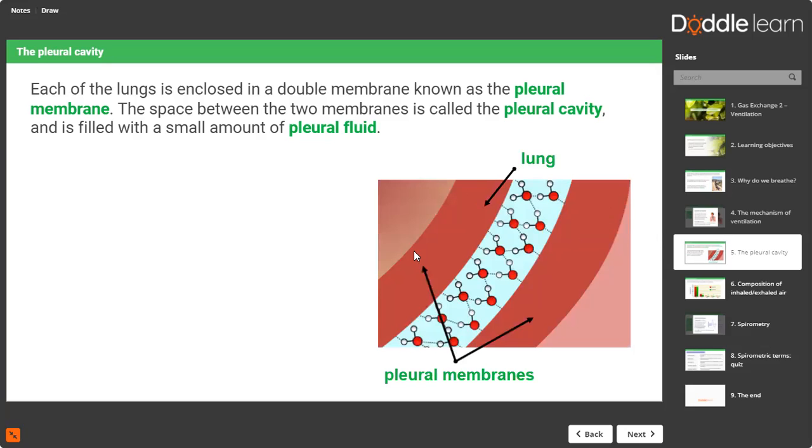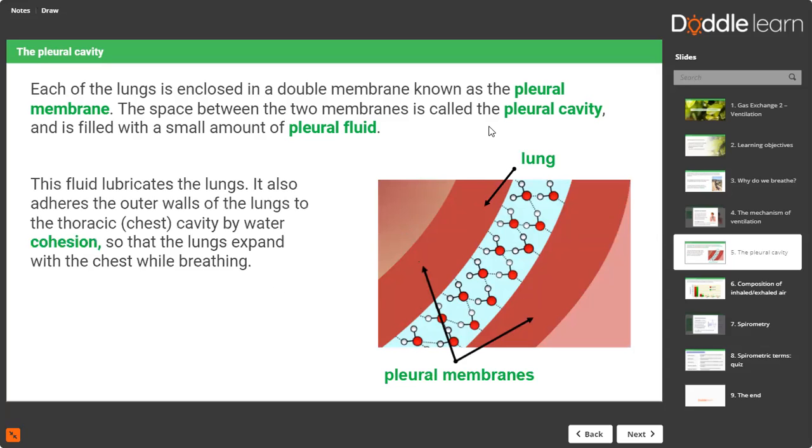So here we've got our lung and we've got our pleural membranes on either side. Our lungs here, then our pleural membrane, pleural fluid and pleural membrane again. What this fluid does is lubricate the lungs. We've spoken about the advantages of the lungs for gas exchange and the fact that they're lubricated. It adheres the outer walls of our lungs to the thoracic chest cavity by water cohesion. We've spoken about water cohesion before because of the polarity of water. So the lungs are able to expand with the chest while breathing.